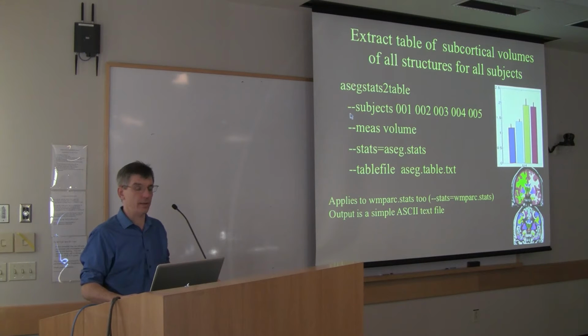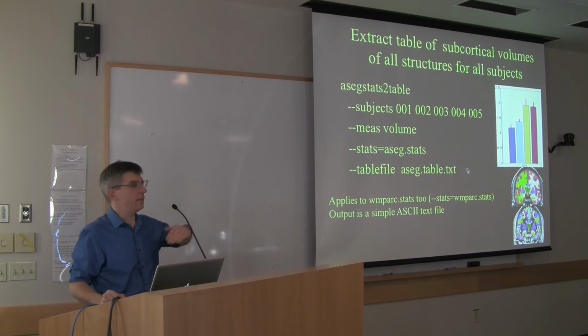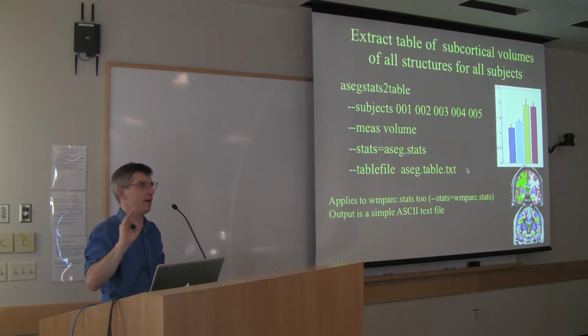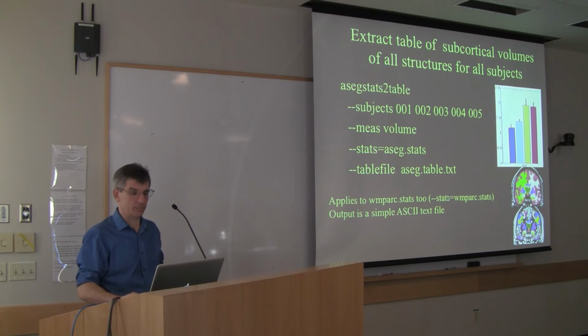And so you give it a --subjects, and then you list all of the subjects that you want. And you say that you want to extract out the volume. And you say that the stats file is aseg.stats, and then you give it an output table file here, and you say aseg.table.txt. And so this is going to be a big table, and every row is going to be a subject, and every column is going to be a region of interest, and the value at any row and column is the volume of that region for that particular subject.